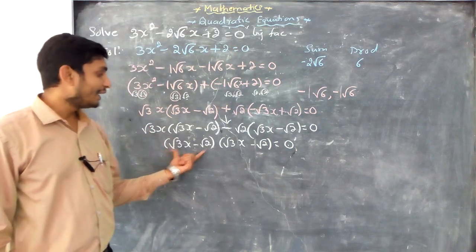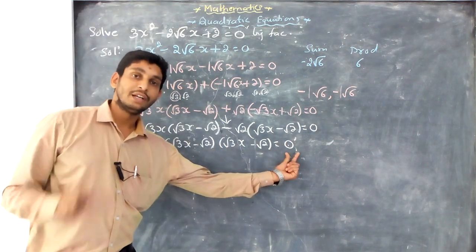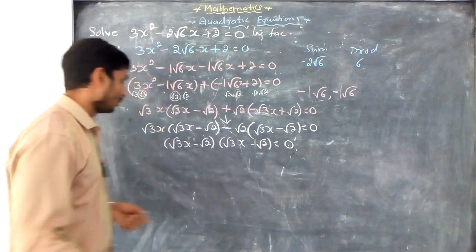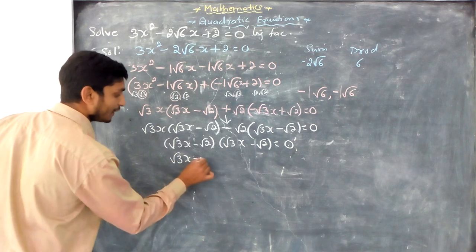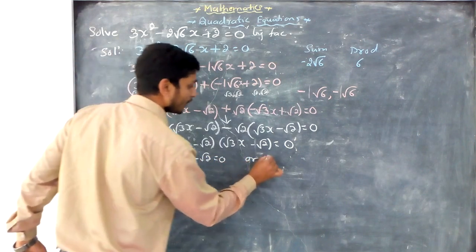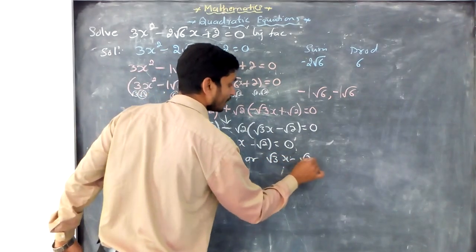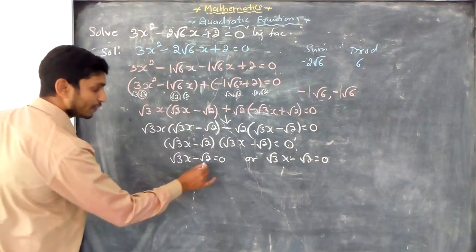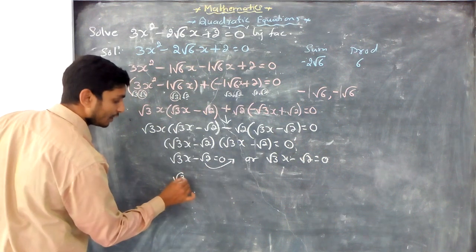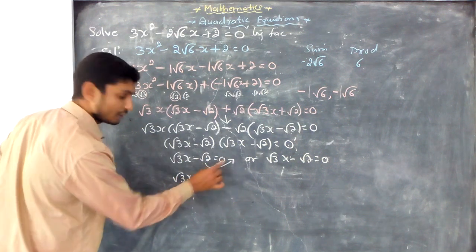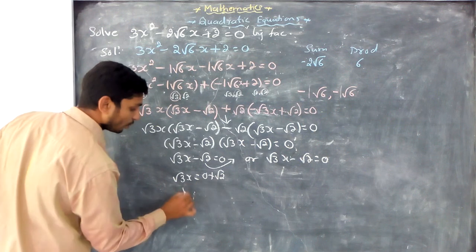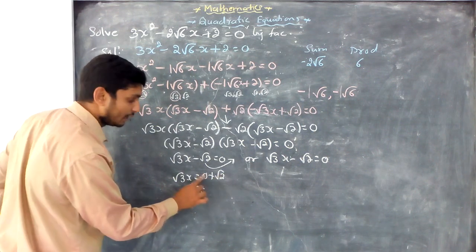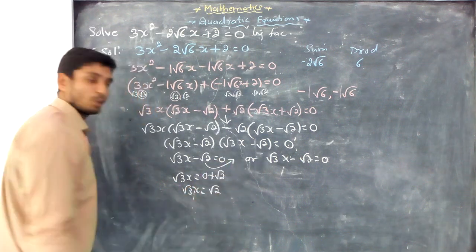It is just like a into b equals 0. That means either a must be equal to 0 or b must be equal to 0. That is root 3x minus root 2 equals 0 or root 3x minus root 2 equals 0. Yes, I have to find the value of x. That's why transfer this root 2 to that side. That becomes root 3x equals 0 plus root 2. That is root 3x equals 0 plus 4 is 4 only. 0 plus 5 is 5 only. 0 plus root 2 is root 2 only.